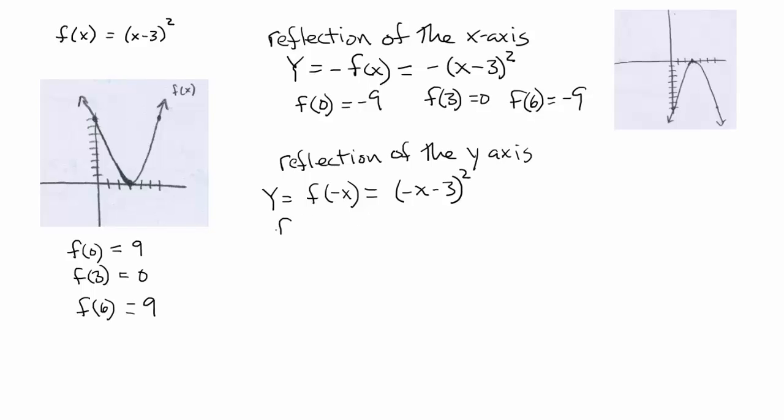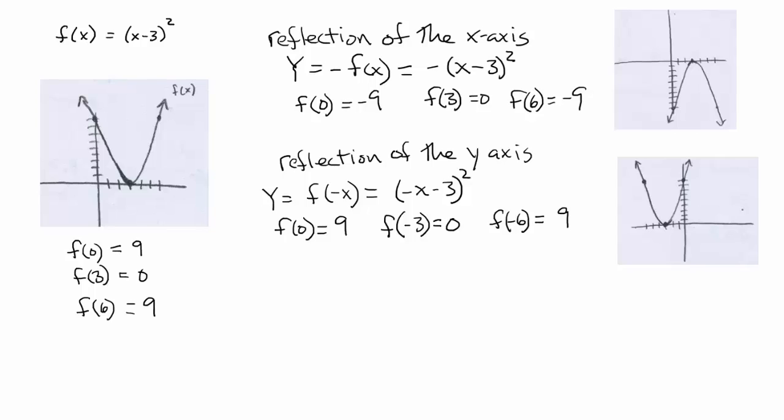And now f of 0 is equal to 9. And now we're changing the negative inside the parentheses. So I'm going to take a look at f of negative 3 instead of f of 3. And that's equal to 0. And also I'm going to look at f of negative 6 instead of 6, and that's equal to 9. And when we take a look at the picture, we can see that the reflection over the y-axis changes the negative sign on the input instead of the output like it did above.